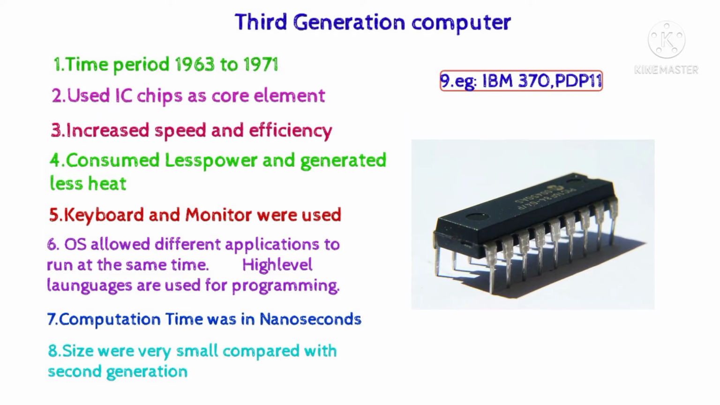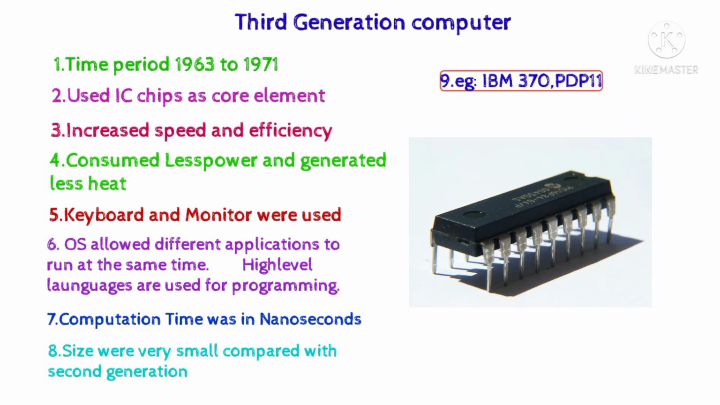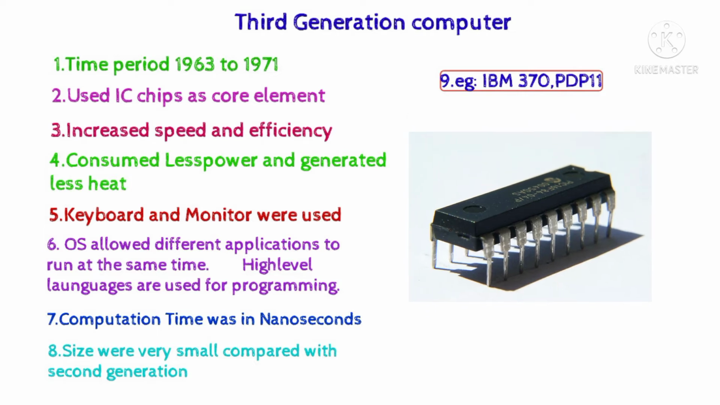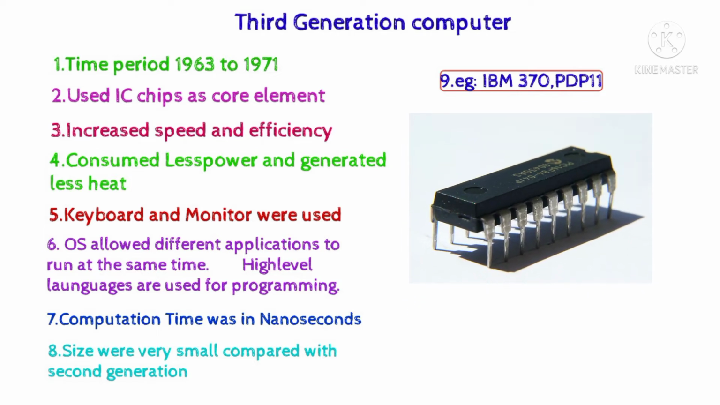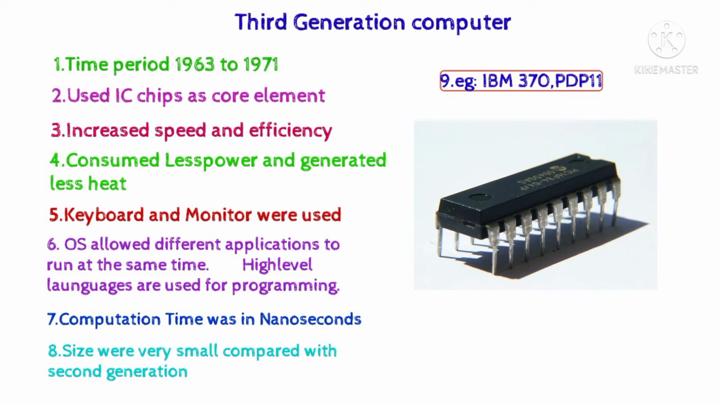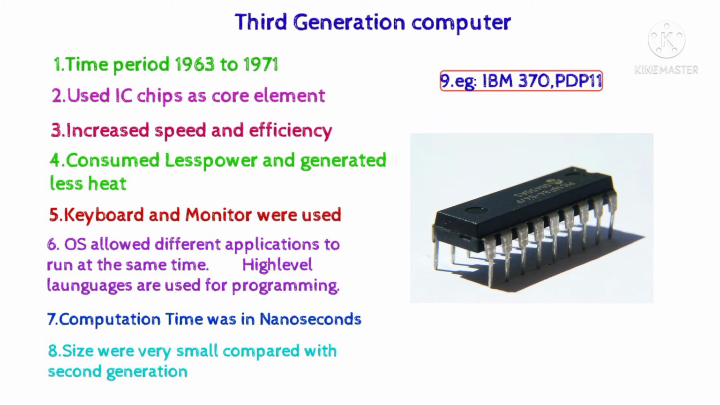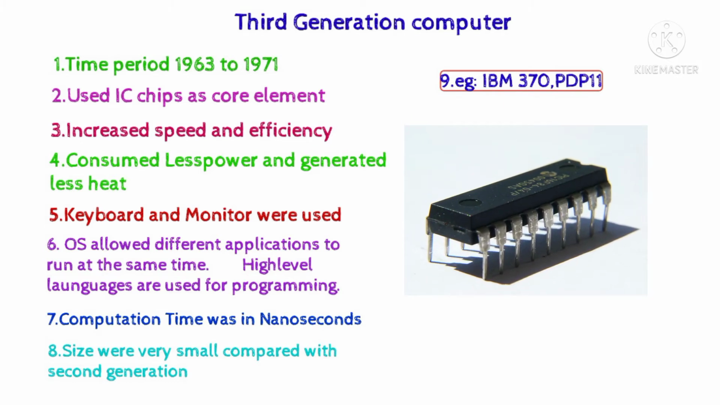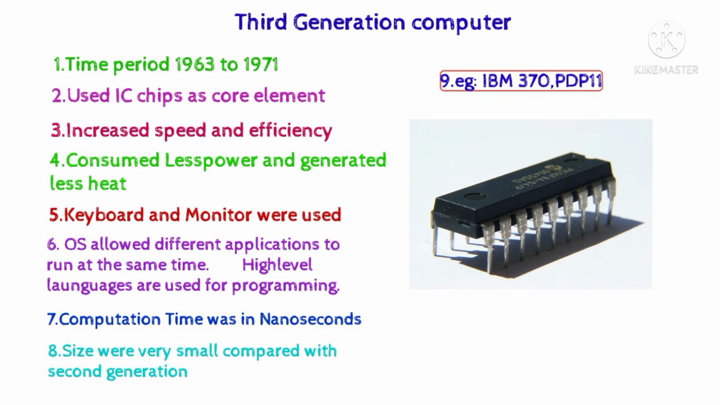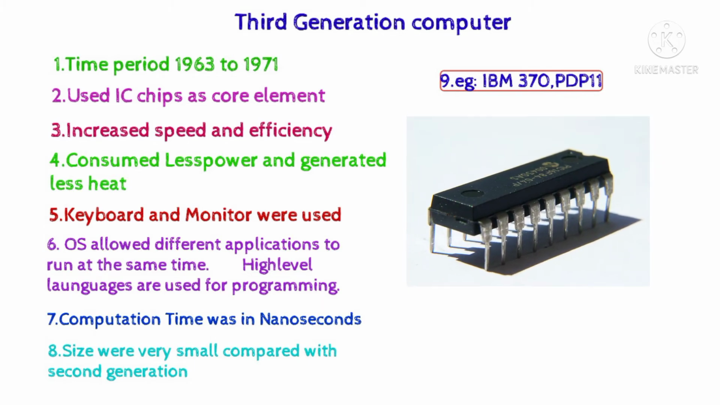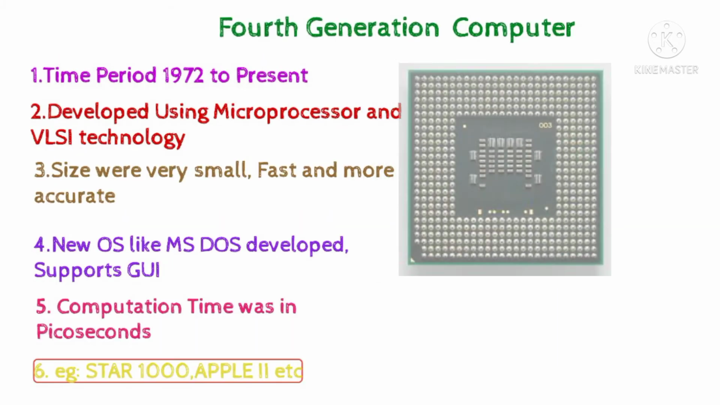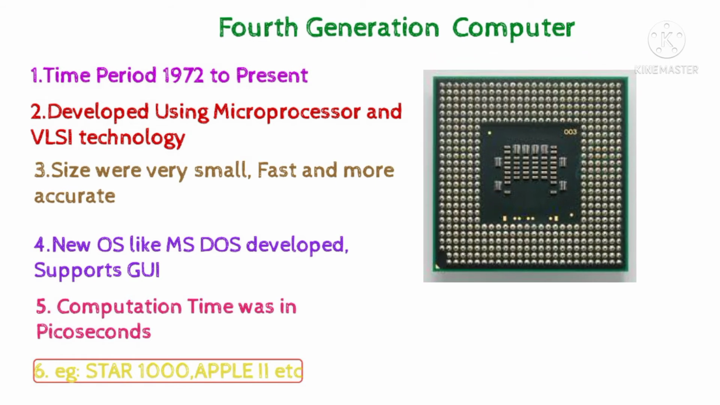The high level languages were extensively used for the programming. While talking about the computation time, it was in nanoseconds, and the size were also very small compared with the second generation computers. The examples we can say for the third generation computers are IBM 370, PDP 11, etc. Next is about the fourth generation computer.